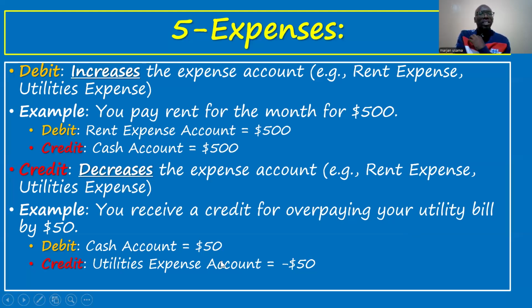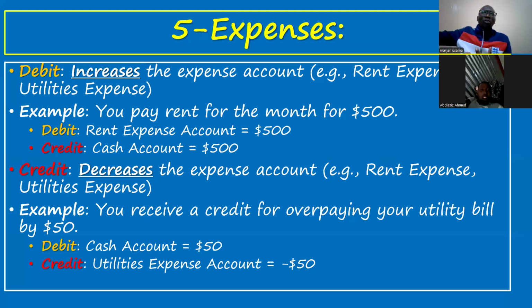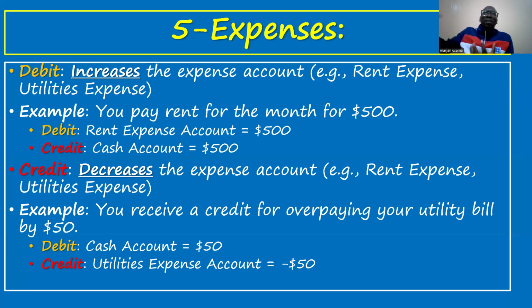So you debit the cash account, which is 50, and the utilities you credit it is minus 50. So you don't have any amount to pay. It's minus because already you had paid. For example, you were supposed to pay for electricity 100 last month, but you paid 150. So that 50, it's a plus to you.